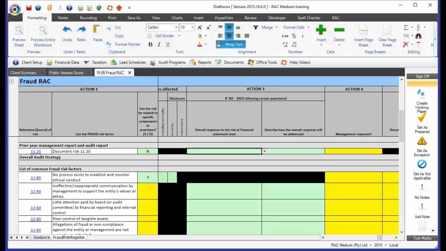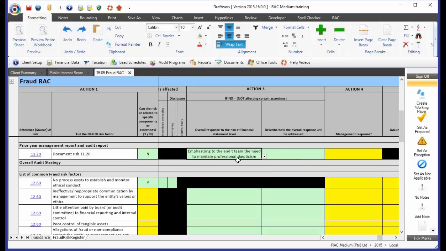Where we've said, you know what, there's a going concern risk, but no, we can't link it to specific components and assertions, what can I do? What test can I actually go and perform? And here the ISAs actually give us some guidance, and it gives you a list of possible things to look out for. Do I emphasize to the audit team the need to maintain professional skepticism? Do I assign more experienced staff or those with special skills or use experts?